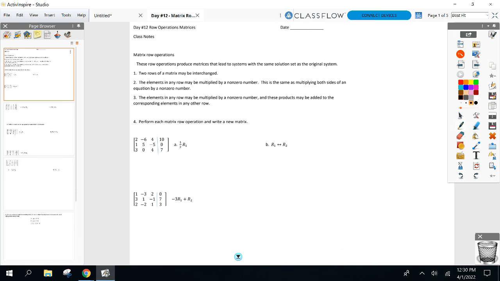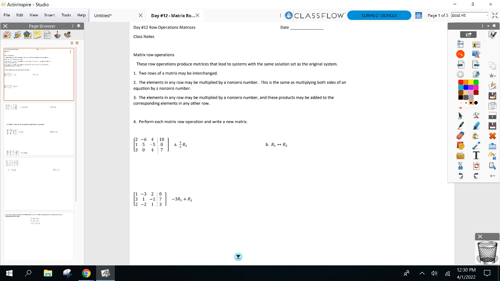So there's certain rules here. 3 rules, what you're allowed to do to a single matrix. First rule, you can interchange rows if you want. Okay, so if you want to flip-flop row 1 and row 2, you can. 3 and 2, you can.